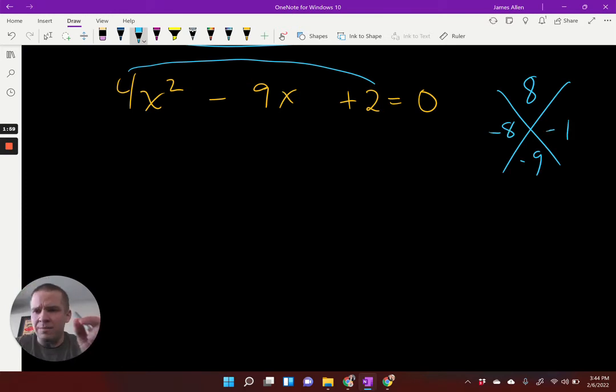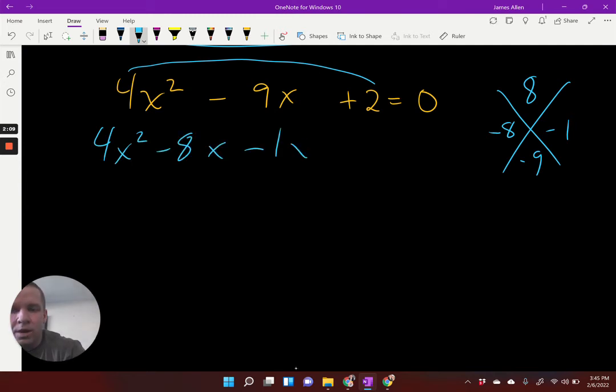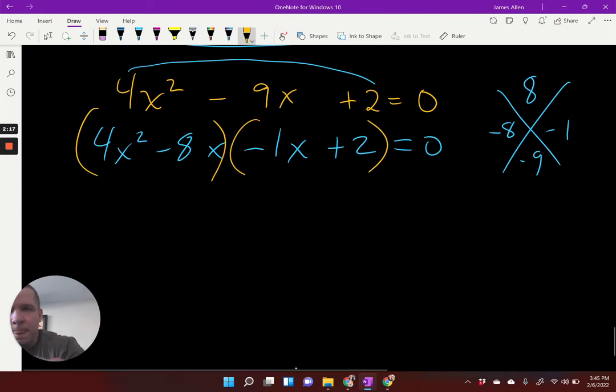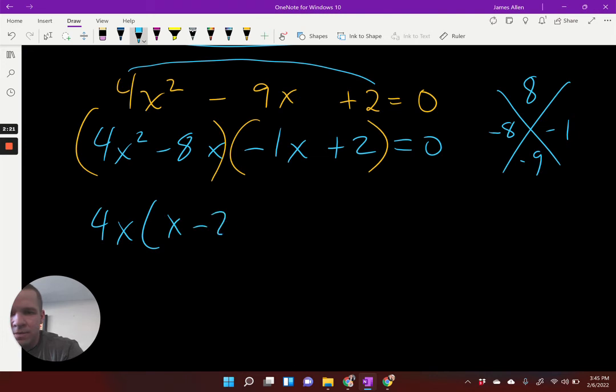A lot of times we forget about that when it's just the number and 1 to make it happen. We don't see it that often, so we kind of forget about it. All right, so I've got 4x squared minus 8x minus 1x plus 2 equals 0. All right, so now group them. Ooh, there we go. And group them. So I've got 4x is going to come out, and I'll be left with x minus 2.